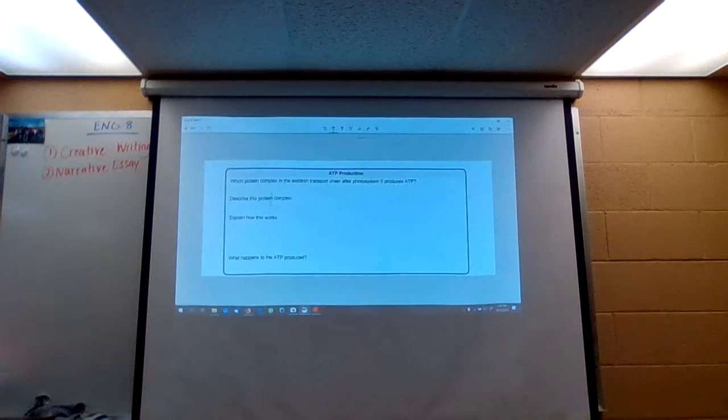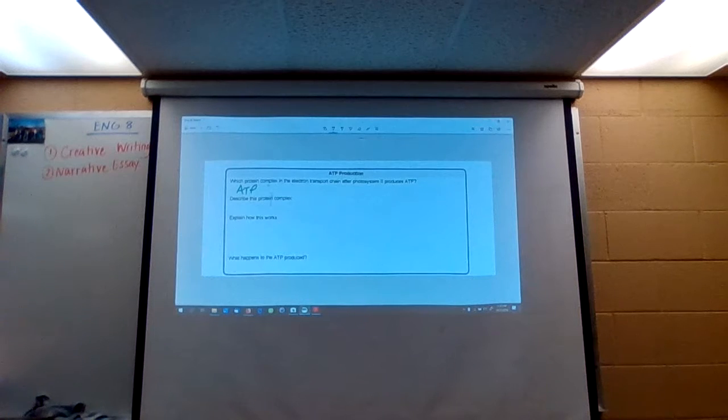Alrighty. So which protein complex in the ETC after photosystem 2 produces ATP? Look at your diagram and tell me which of those things we labeled makes ATP. An extra chip for the first person to figure it out. Come on. The ATP synthase. ATP synthase, yes, good job, Zane. You earned a chip. You were close there, Venzel. Speedy on the draw.